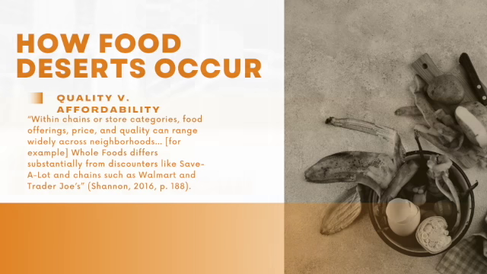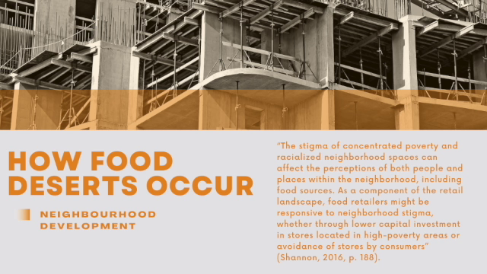Alright, so here's where we get to explaining a bit of that neighborhood development. So food deserts can occur because of a lot of higher up decisions, if you will. So the stigma around concentrated poverty and racialized neighborhood spaces can affect the perceptions of both people and places within the neighborhood, including food sources. As a component of the retail landscape, food retailers might be responsive to neighborhood stigma, whether through lower capital investment in stores located in high poverty areas or avoidance of stores by consumers.